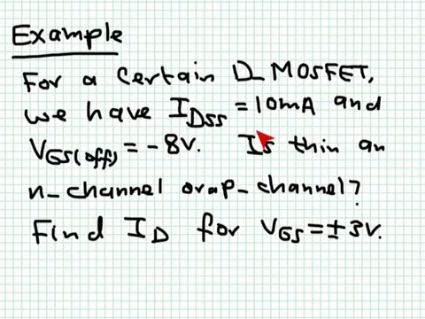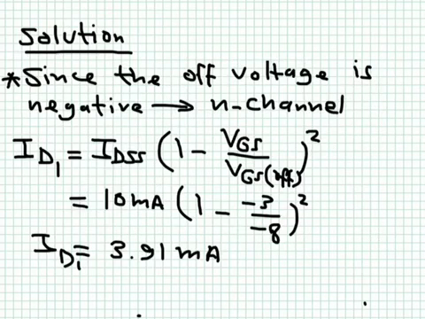We know what IDSS is. We have it. We have the off voltage. Then we are all set to put VGS equal to 3 volts or VGS equal to minus 3 volts. So, as I said, this is an N-type channel because of the off voltage polarity. Now, this is the expression that we have.